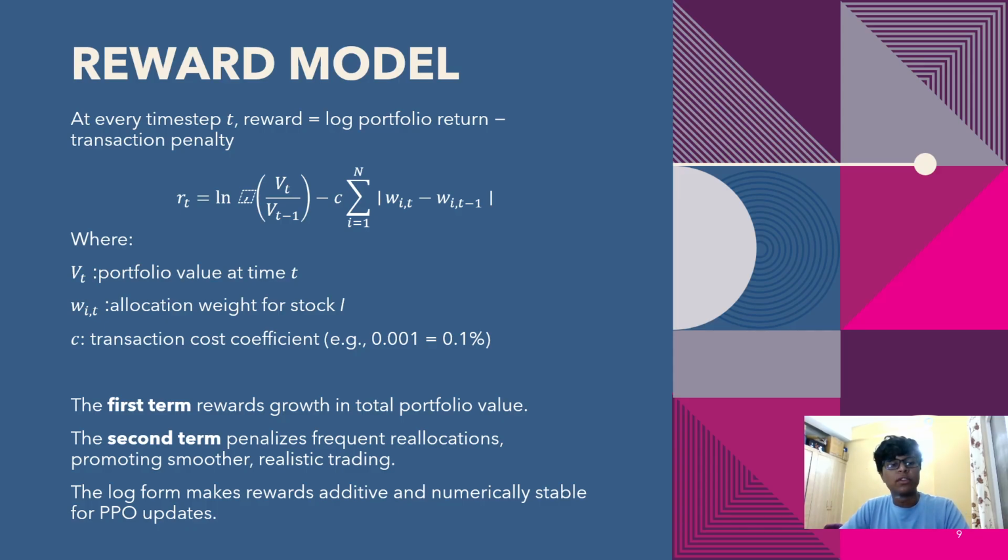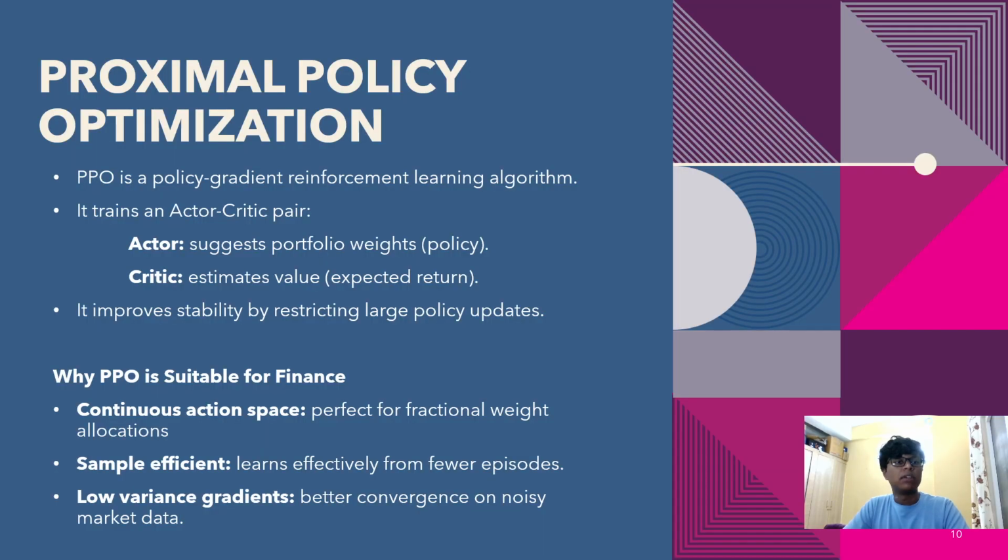The first term rewards growth in total portfolio value, the log term, and the second term penalizes frequent transactions, so that you have a stable growing portfolio and not a rapidly changing, spiky one. Then I will talk about proximal policy optimization, which is the most important component in this agent. It is called PPO for short.